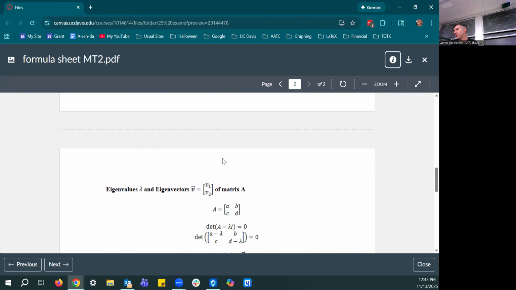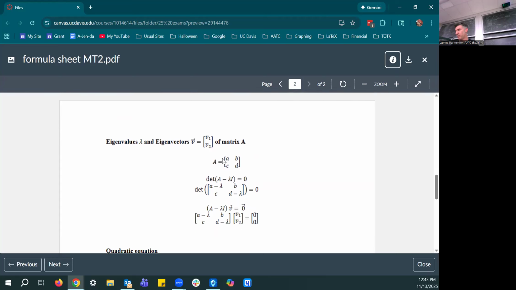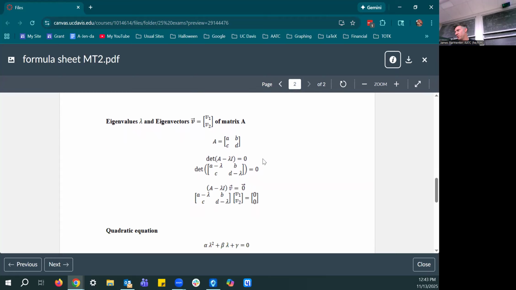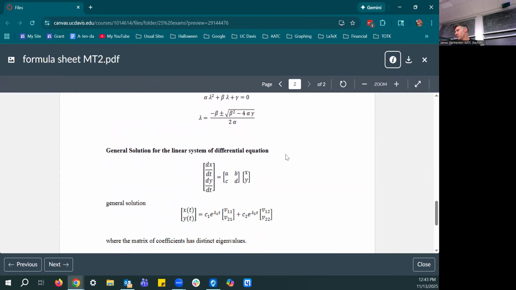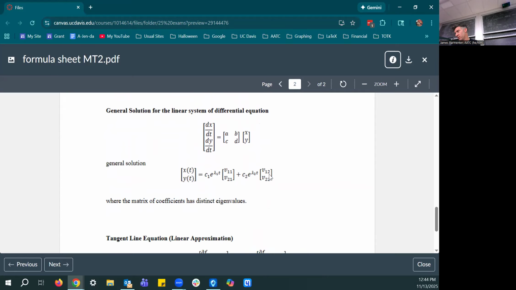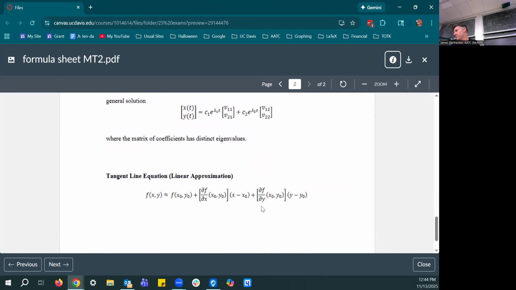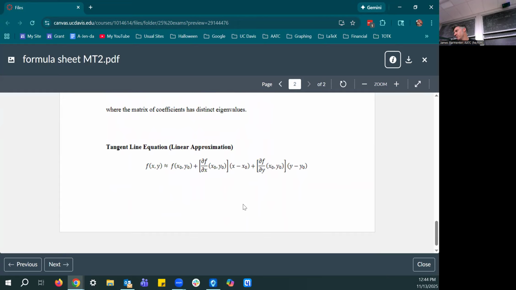On the other hand, the second page does seem like it's got a little bit more of what we actually talked about. So eigenvalues of a matrix, the way you usually find them, quadratic equations, sure, general solution for a linear system of differential equations, right? There's your typical way of doing it. And then the linear approximation, tangent plane equations. What I think you might actually mean there is not tangent line equation, because it's a tangent plane, not a tangent line, really.